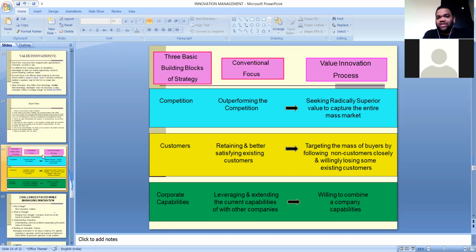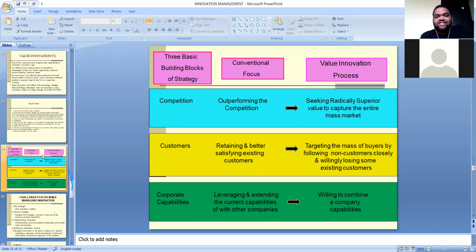And what this leads to is seeking radically superior value to capture the entire mass market. If you perform more advanced in the competition, then this leads to superior value, radically superior value, to capture the entire mass market. The whole mass market means at a time, you can capture it.